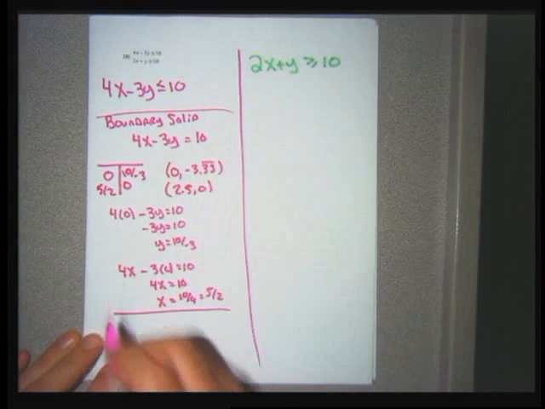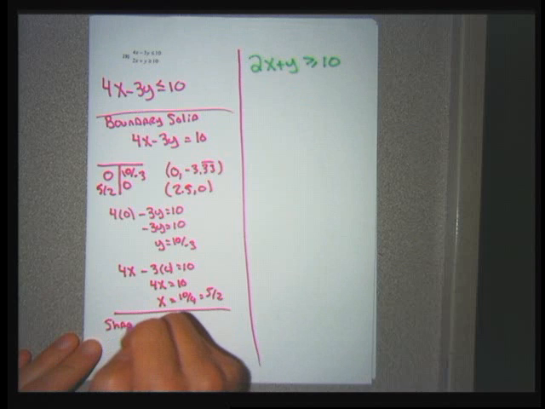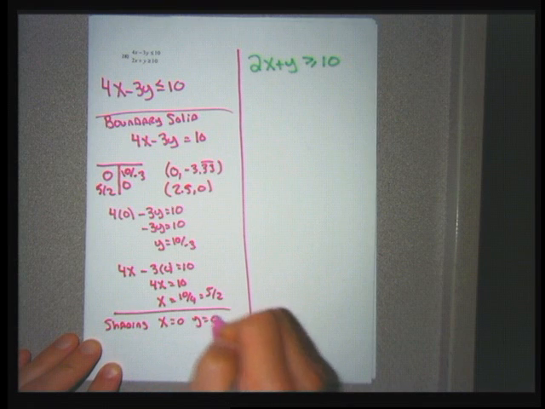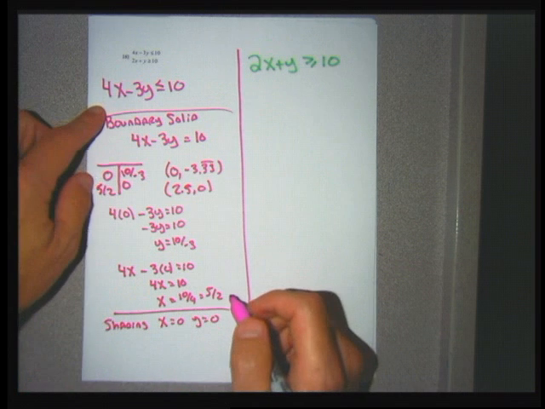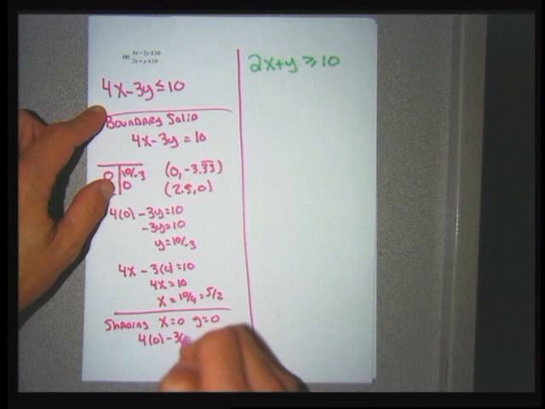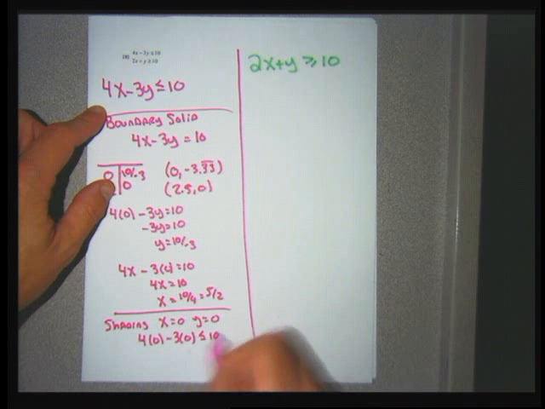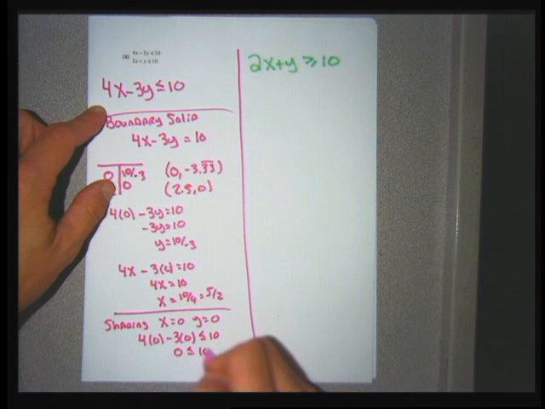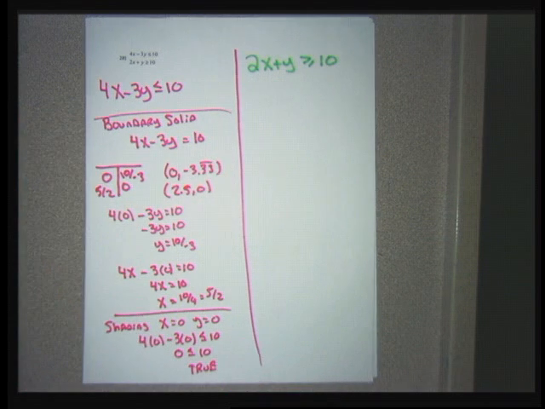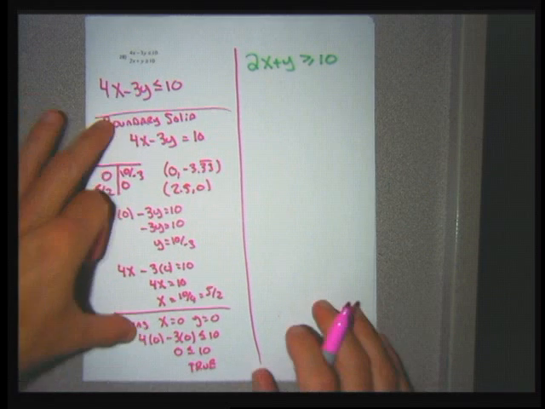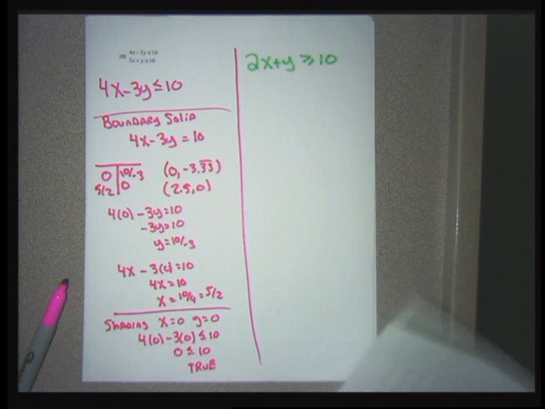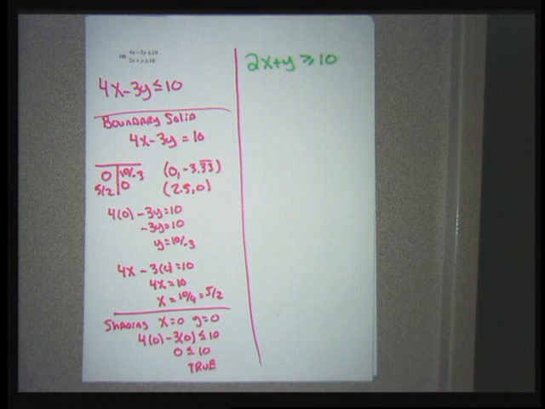And now I'm going to do the shading before I get over to the graph. For the shading, I'm going to let x equal 0, y equal 0, and plug it into this problem. I'm going to go 4 times 0 minus 3 times 0 is less than or equal to 10. This simplifies to 0 is less than or equal to 10, which is true. So (0, 0) is on the true side of the line. So I'm going to take all this information and transfer it over to a graph, because I brought graph paper to do this, to make a moderately accurate graph.